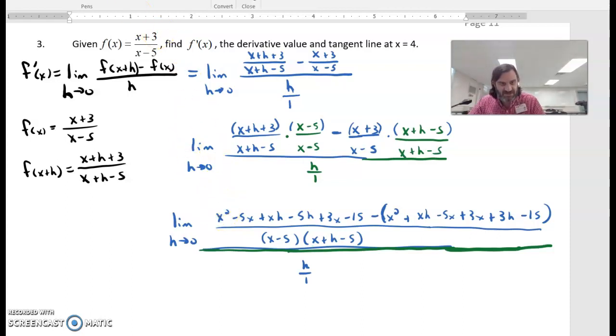First, we'll just clean up the numerator of the numerator. In the first one, we've got x squared, and then we've got a minus x squared. Those will go away. We've got a minus 5x and a minus 5x. Those will go away.